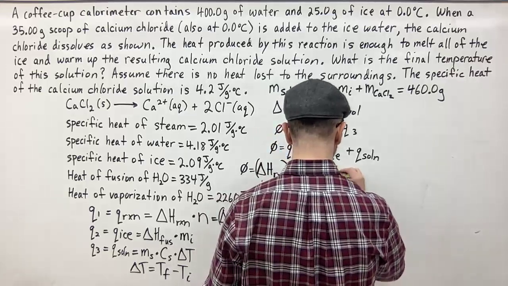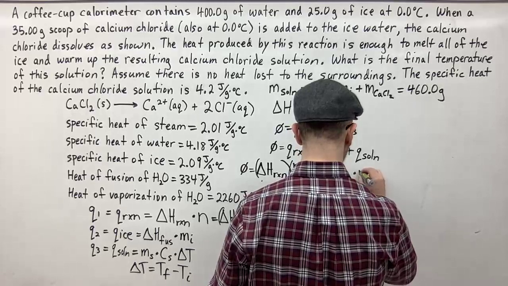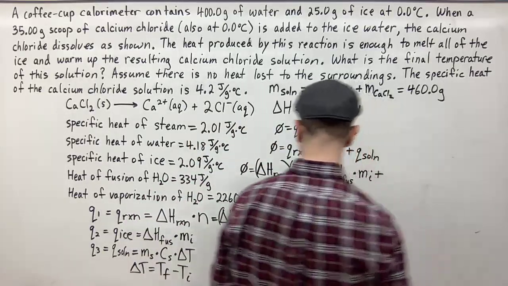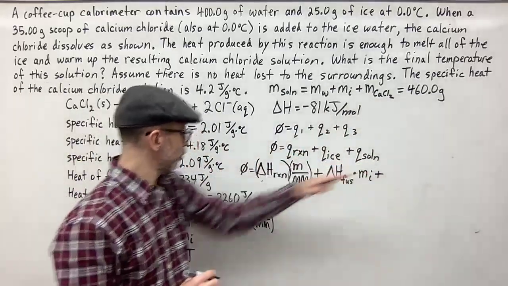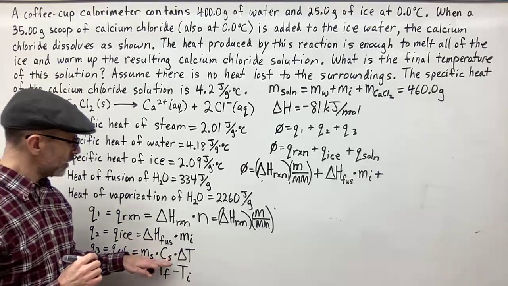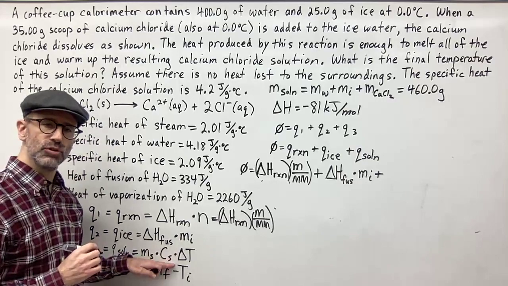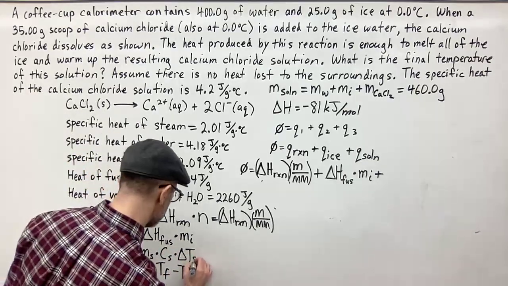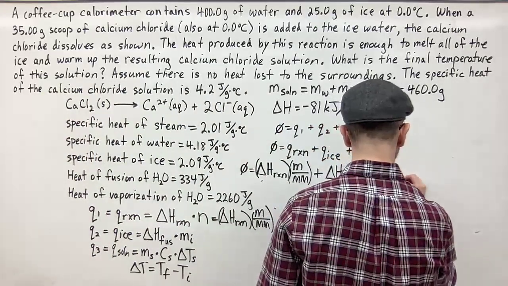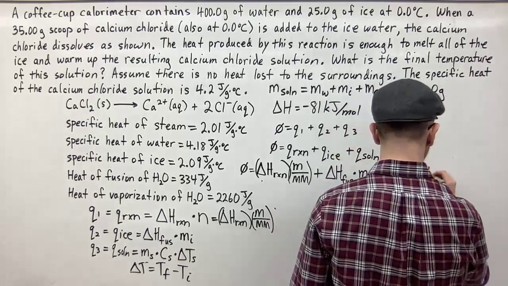So delta H of the fusion multiplied by the mass of the ice. And then added to that, going to be the Q of the solution, which is going to be Q equals mCΔT. So the mass of the ice times the specific heat of the ice, mass of the solution times the specific heat of the solution times the temperature change of the solution. So that's going to be mass of the solution times specific heat of the solution times the delta T.